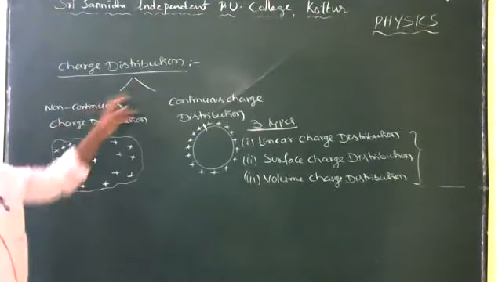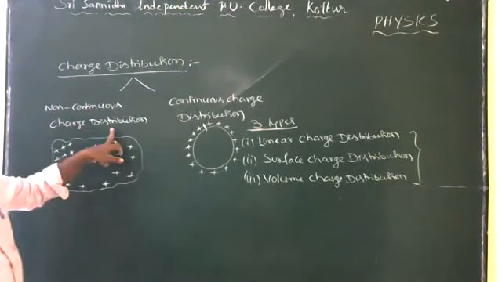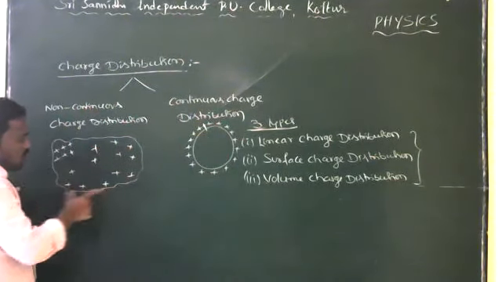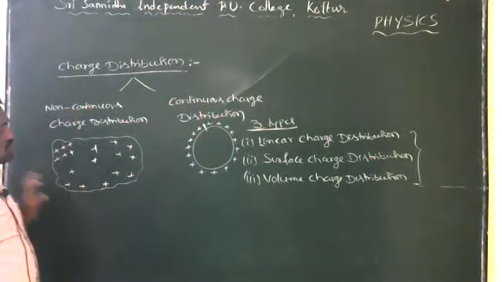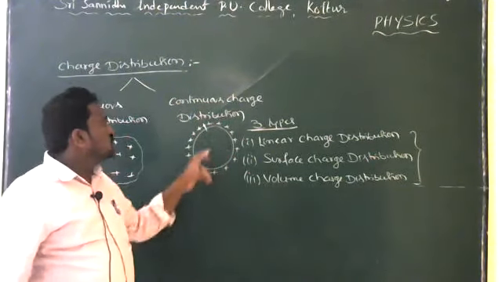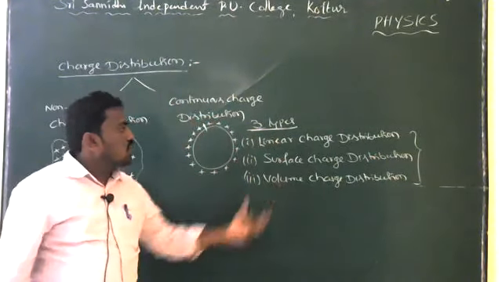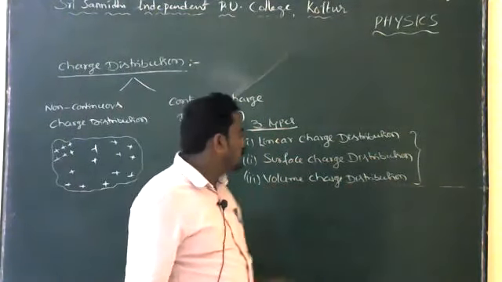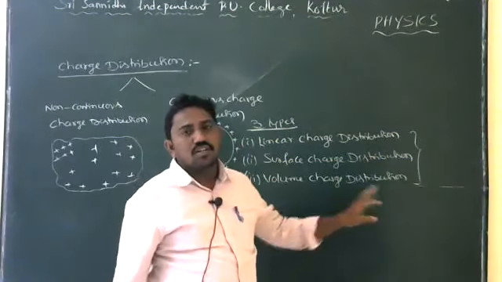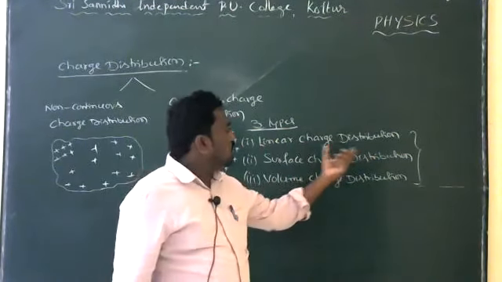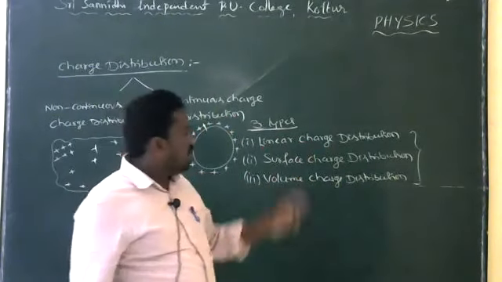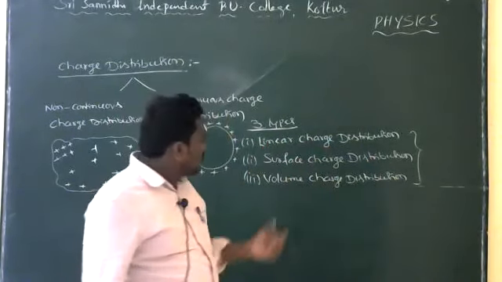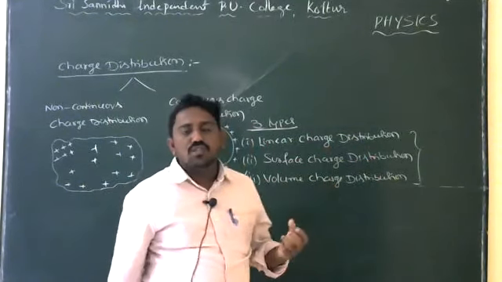So charge distributions are of two types: non-continuous and continuous. When a charge is distributed non-continuously, that is called non-continuous. When a charge is distributed continuously, that is continuous charge distribution. Continuous charge distributions are of three types: linear, surface, and volume charge distribution. Linear charge distribution means linear charge density, surface charge distribution means surface charge density, and volume charge distribution is nothing but volume charge density.